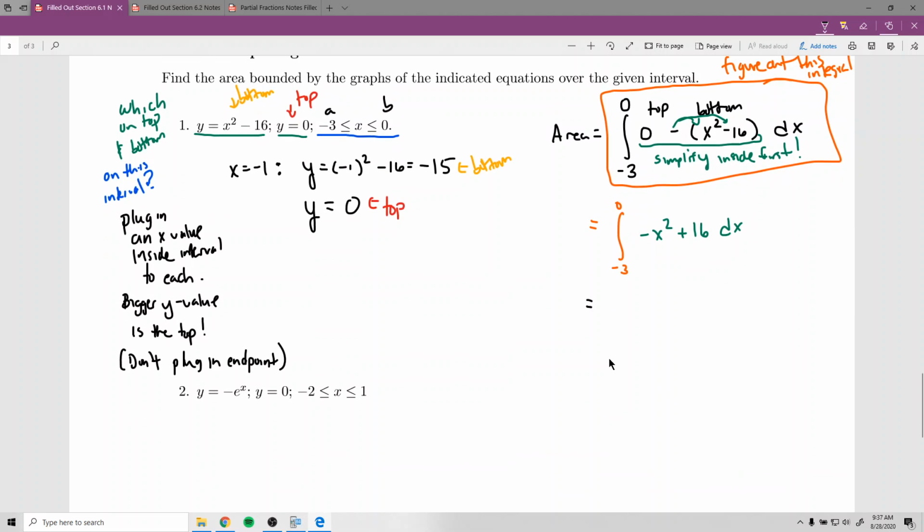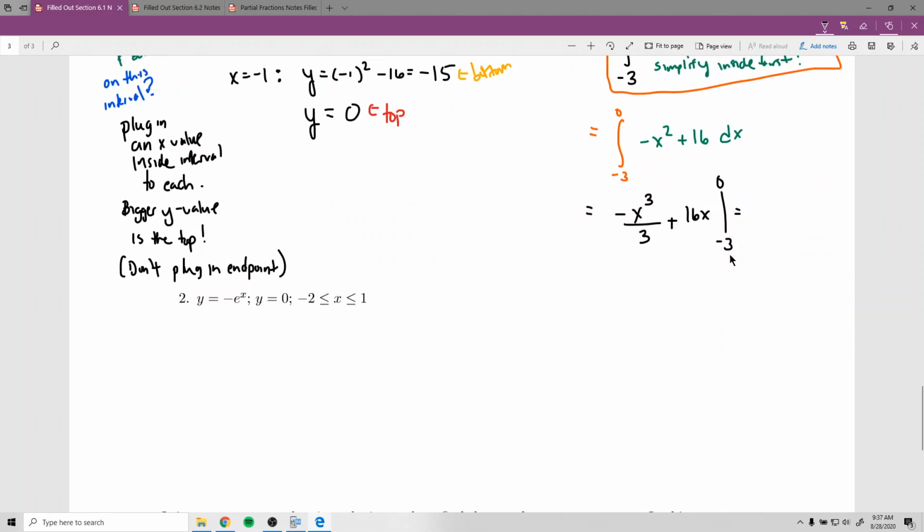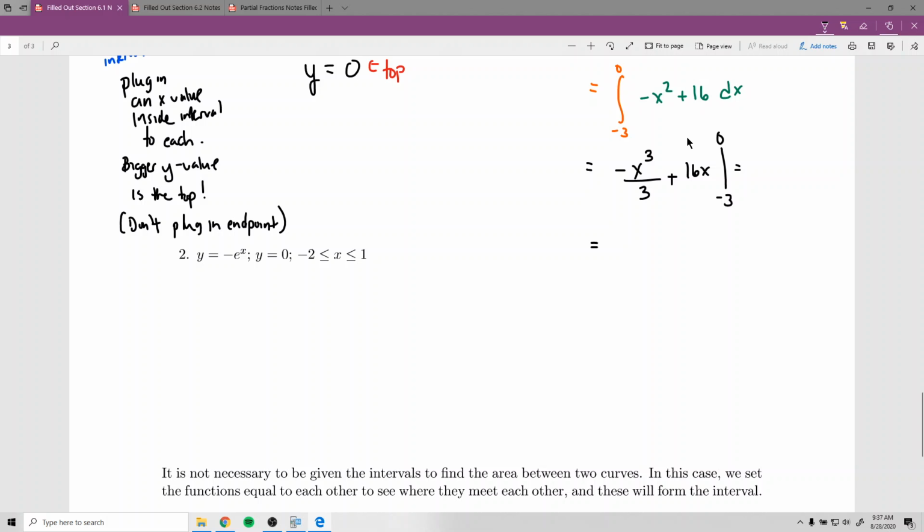Right, but we can integrate this. We can integrate each part. Pretty straightforward. The integral of negative x squared is negative x cubed over 3. The integral of 16 is 16x. And once again, that zero is tripping me up. I'm so used to putting 0 on the bottom. But we have negative 3 on the bottom and 0 on the top. And now we plug in top minus bottom, just like from before. We plug in 0. And then we plug in negative 3.